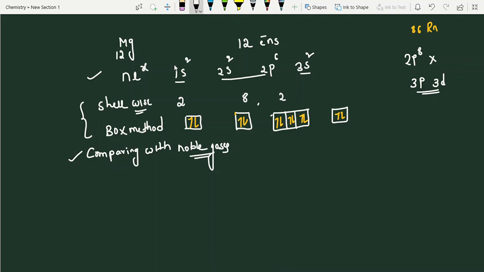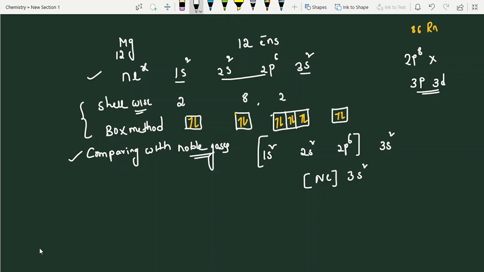If you take this electronic configuration, let me write here: 1s2, 2s2, 2p6, 3s2, right? So see, instead of writing this part, you can just substitute neon. That's it: neon 3s2. Like this we are writing the electronic configuration.